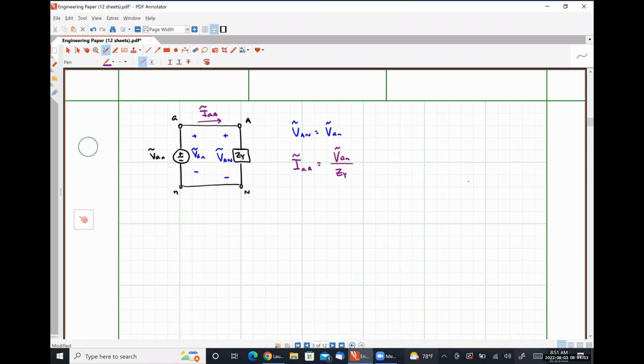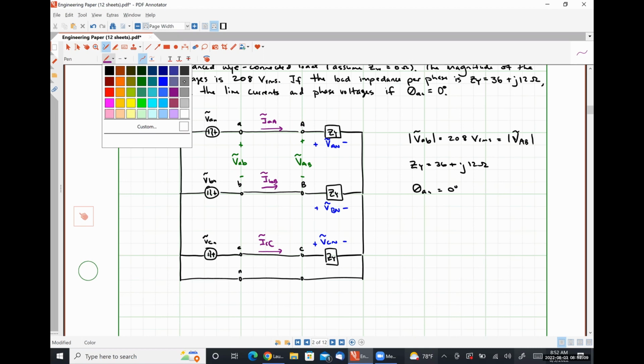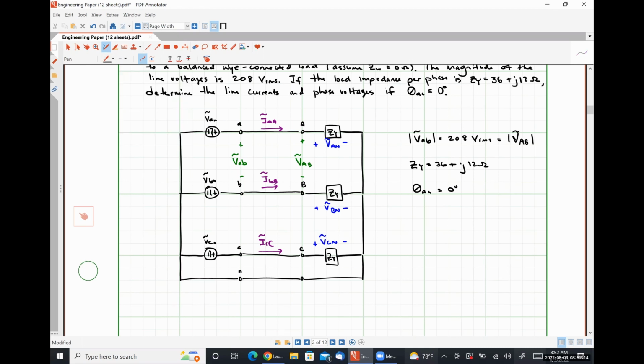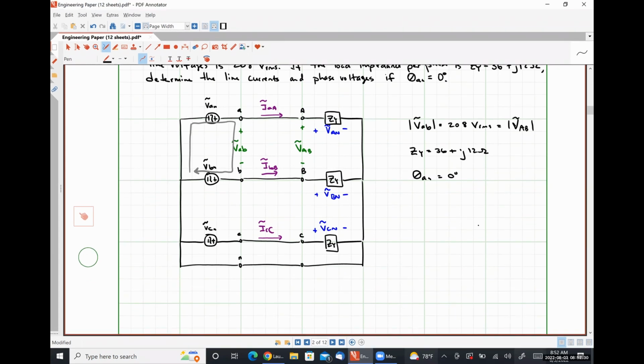So I'm going to scroll back up here to our original circuit, and I'm going to talk about how we might go about doing that. What I'm going to do is write a Kirchhoff's voltage law equation around this loop. So that equation tells me that negative VAN plus VAB plus VBN is equal to 0.